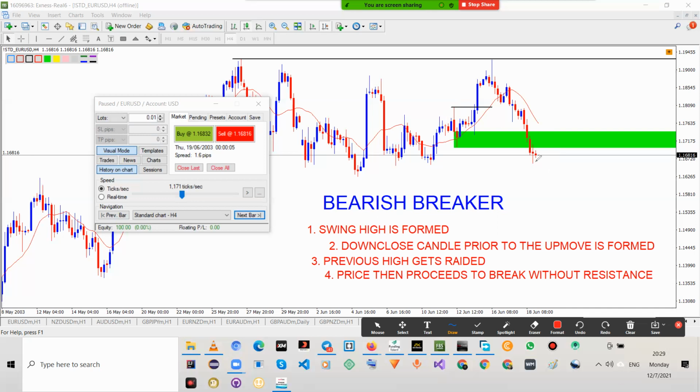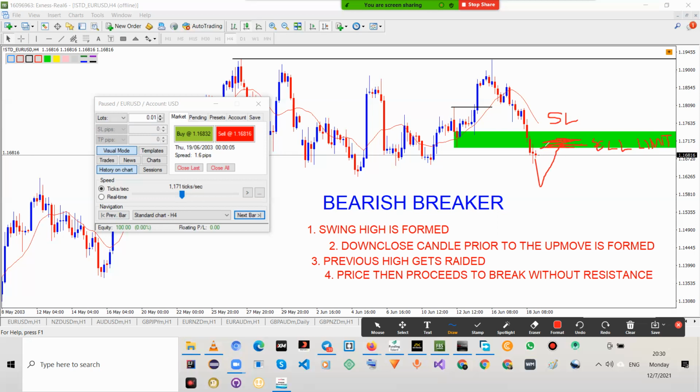So we're anticipating for price to move a bit to the downside and come to our breaker, and we enter our trades. We'll be having our limit orders in this place, depending on our risk reward ratio, and having our stop loss over here. Then our sell limits will be in place, waiting to get filled or triggered by the price as price gets to the breaker.